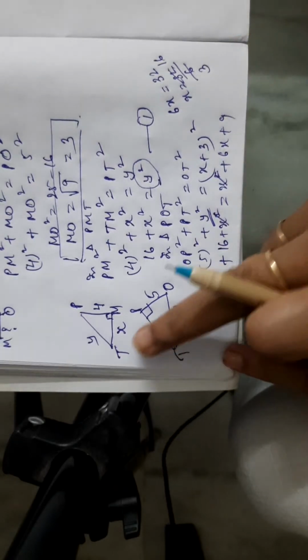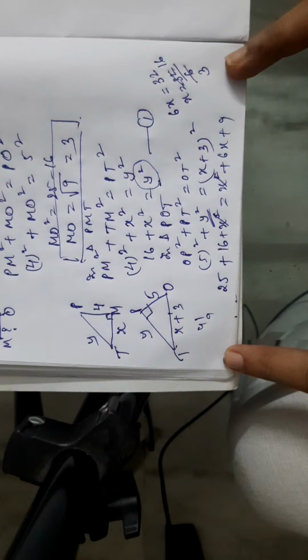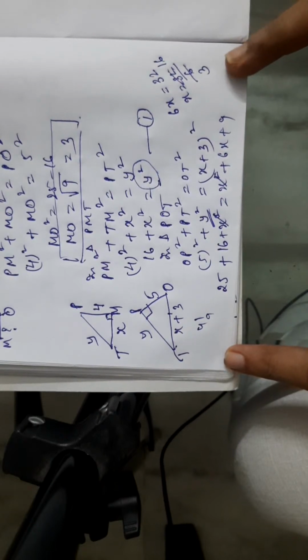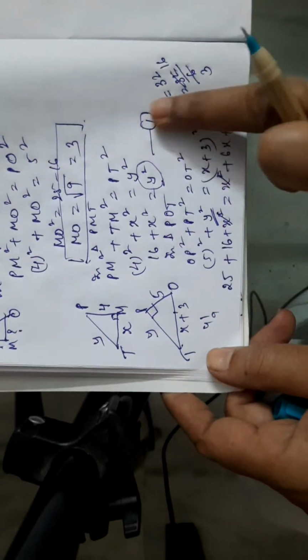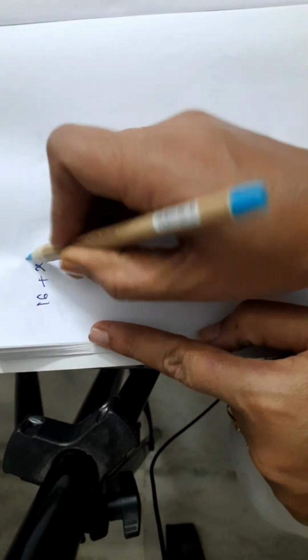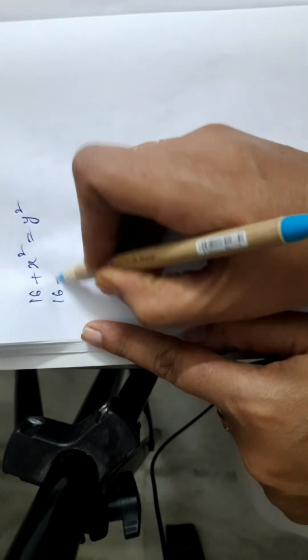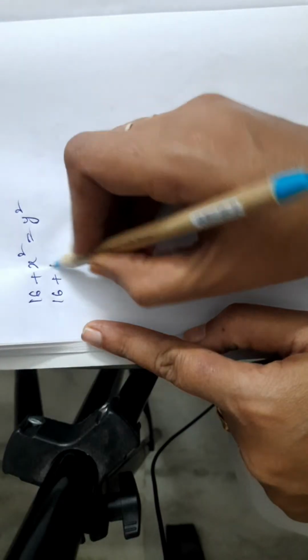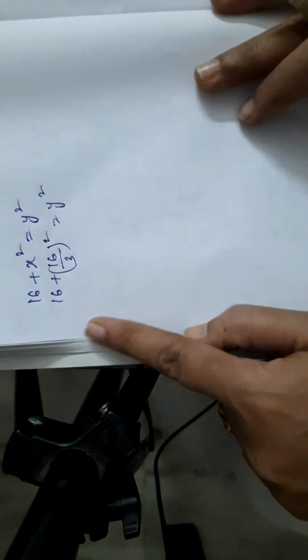So for x we considered the smaller part. Okay, so x is 16 by 3. We need to find the value of y. So again we'll place this in equation number 1. Equation number 1 was given: 16 plus x square is equal to y square. So replace x with 16 by 3. Y square we need to find.